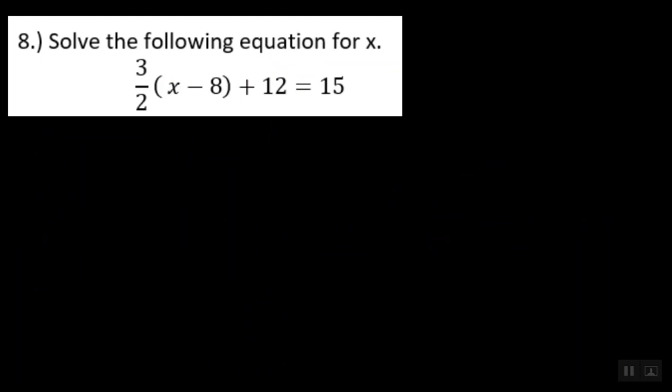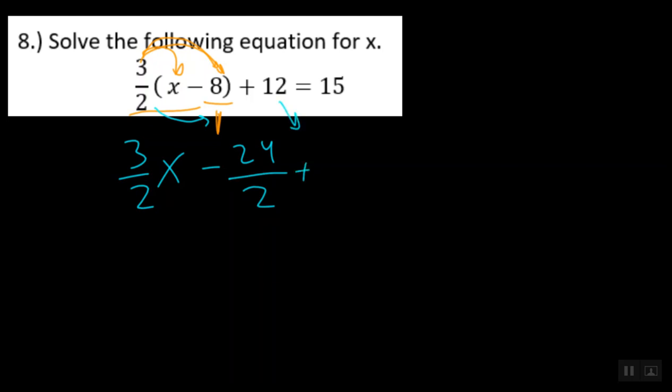Okay, here we have example 8, and let's see what would happen here. On this left side we have quite a bit, but let's start by distributing. We have 3 over 2 times x, which is obviously 3 over 2x. But what you might be a little confused about is, how do you do 3 over 2 times negative 8? Remember, we write negative 8 as negative 8 over 1, and then we multiply the top by the top, so we have 3 times negative 8, which gives us negative 24, over, on the bottom, 2 times 1, which is 2. Now, I'm going to bring down that plus 12 and set that equal to 15.